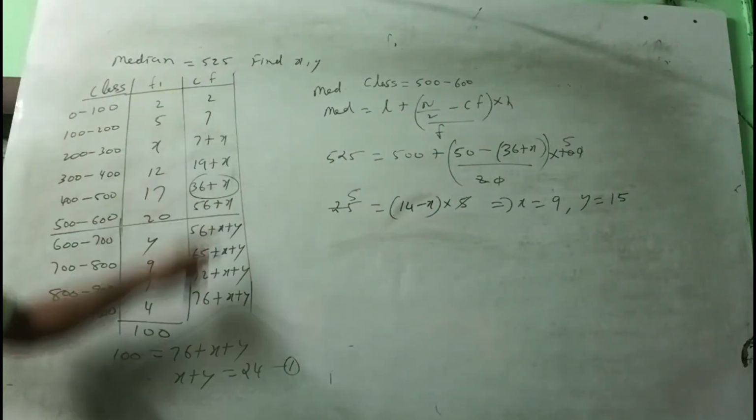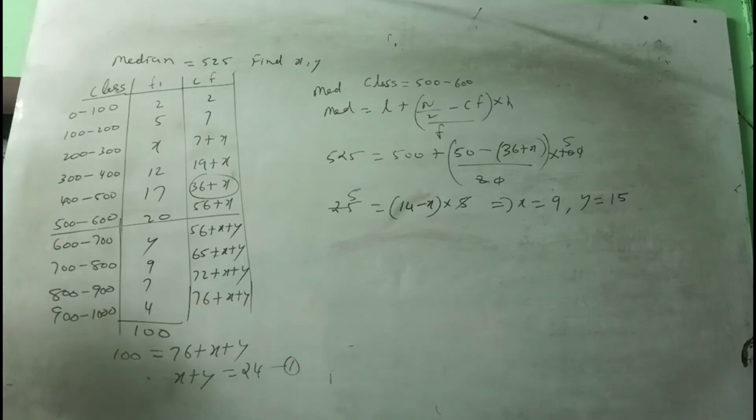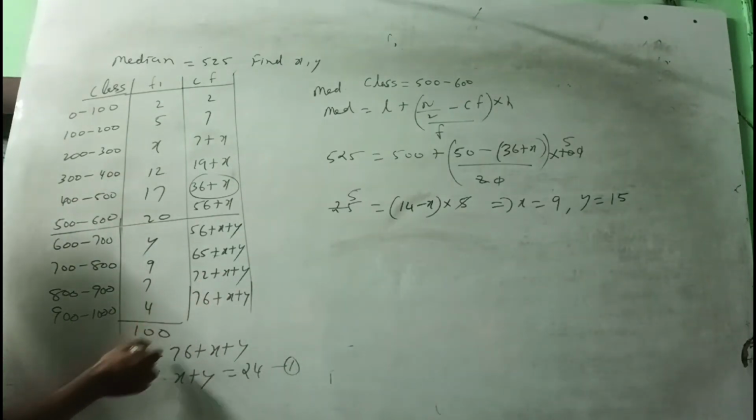Now cumulative frequency is written. You will get this and this are the same. So we will get one equation, x plus y equal to 24. Cumulative frequency, as I told you how to calculate, this and this will always be equal. So x plus y equal to 24.